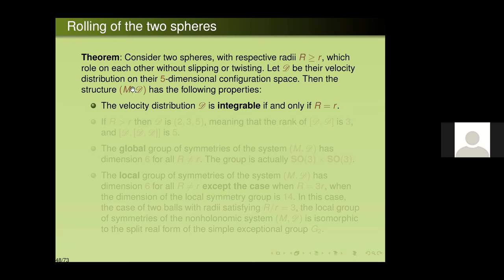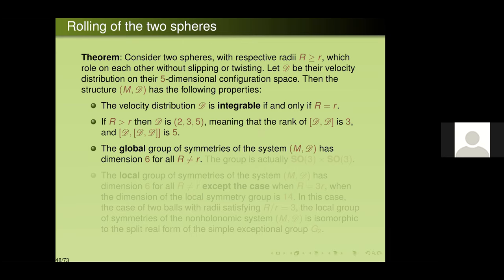So if the radii are the same, this M, D will not be my G2 story, because for the G2 story, this distribution should not be integrable, and it should be non-integrable in such a way that it is 2, 3, 5. But then it turns out that if R is greater than r, if they are not equal, then this D is always 2, 3, 5. So it is a 2, 3, 5 distribution always when R is greater than r. And of course, this system has obvious global symmetry, because there are two spheres. So the system has obvious SO(3) times SO(3) symmetry. The point is that among all 2, 3, 5 distributions on manifolds, there could be a lot of these distributions that are locally non-equivalent. Among these locally non-equivalent ones, the most symmetric one is the one that has G2 symmetry.